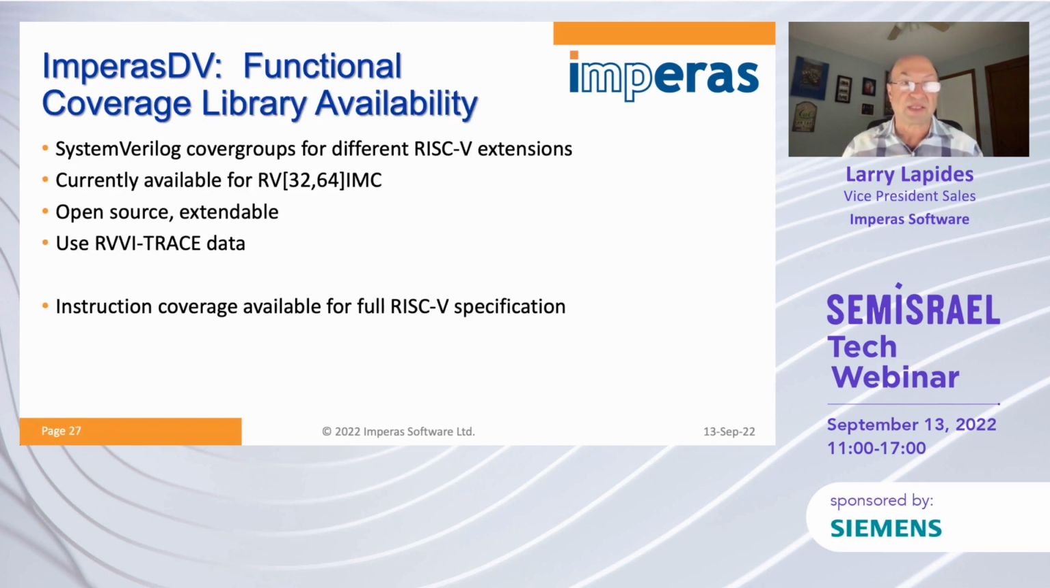And then last, the functional coverage library availability. These are SystemVerilog cover groups for the different RISC-V extensions currently available for RV32, RV64, IMC. These are open source and extendable, so users can add on their own functional coverage capabilities, and it uses that RVVI trace data coming out. There's also, as I mentioned, that simple instruction coverage available for the full RISC-V specification.